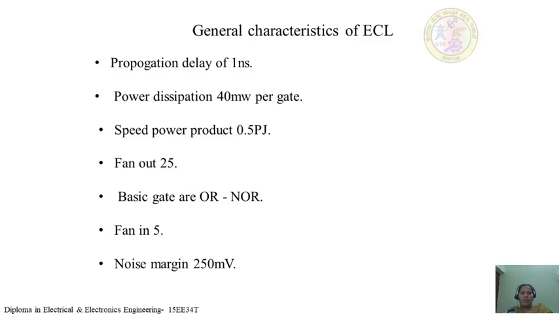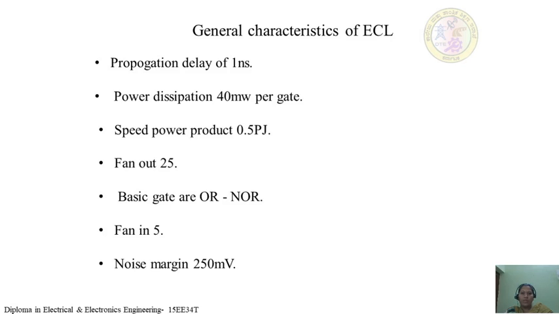So, the ECL family exhibits a fan out of 25. The basic gate in case of an ECL logic family is either OR gate or NOR gate. The ECL has a fan-in of 5. It exhibits a noise margin level of 250 millivolts. So these are some of the general characteristics of an ECL family.